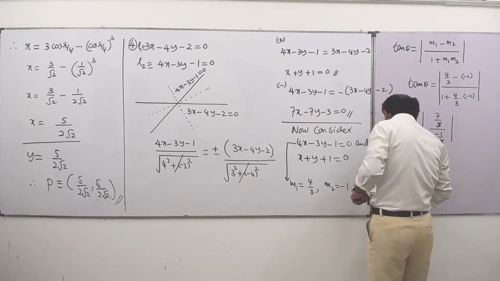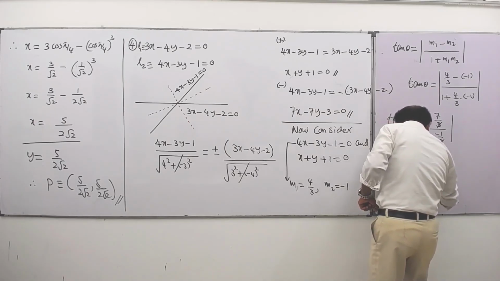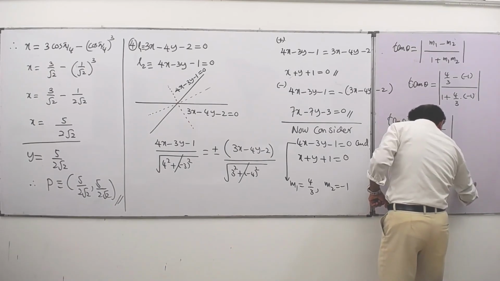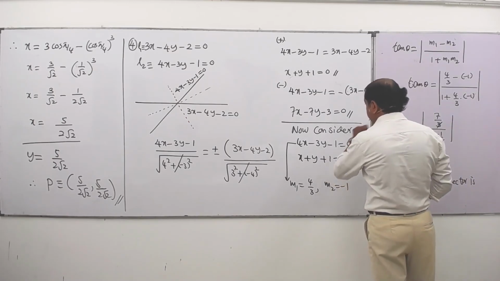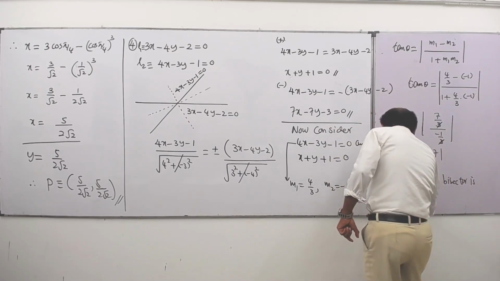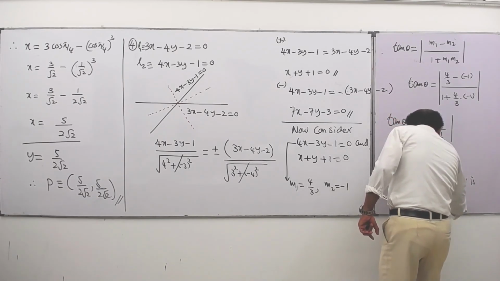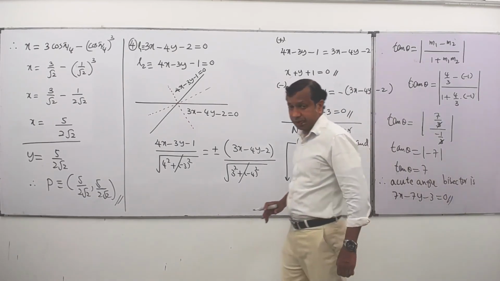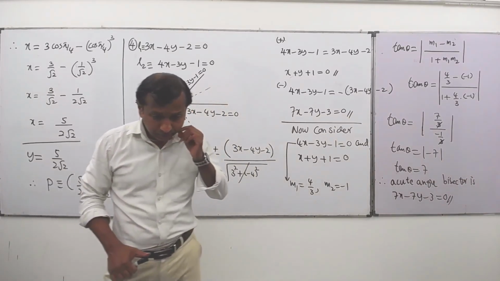Therefore, the acute angle bisector is not this one, this is the obtuse angle bisector. This is 7x minus 7y minus 3 equals 0. This is how we take that. Right.